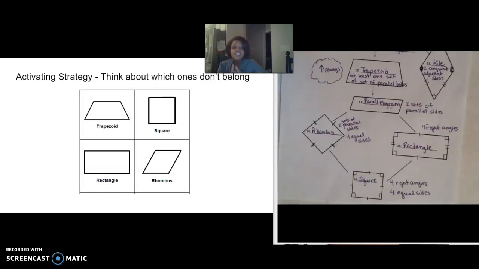Okay, so looking at our hierarchy, we can see that we could actually pull out trapezoid and say that trapezoid doesn't belong. Well, for one reason, it is the only one of those four shapes that is not a parallelogram. So it does not have two sets of parallel sides, okay? All right, so let's move on to the next.